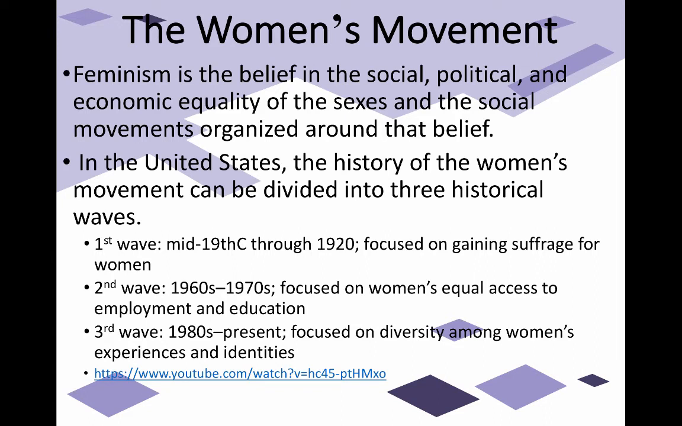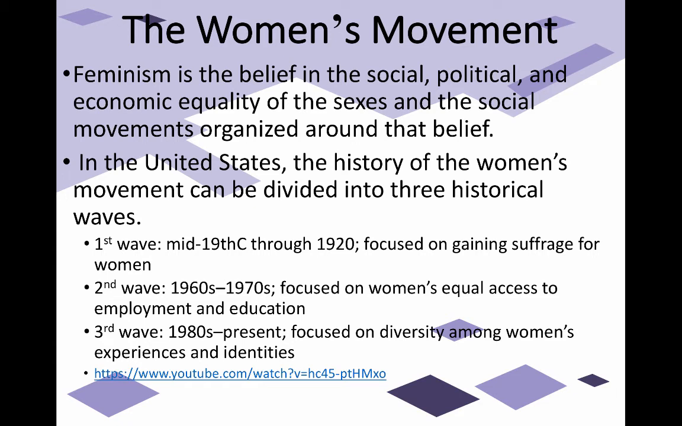So in the US, the history of the women's movement can be divided into three historical waves. The first wave is the mid-19th century through 1920. It's supposed to be the 1848 Seneca Falls Convention, though I just read a thing like a month ago about how actually 11 years earlier was what they think is the first meeting of any group of women abolitionists. So in the 1830s, let's just throw it that way, 1830 to 1920, this is focused mostly on gaining suffrage for women and, of course, abolition movements before slavery was abolished.